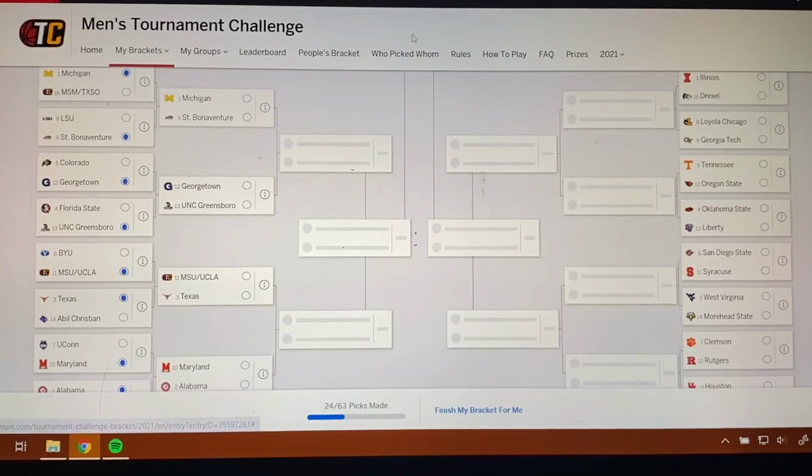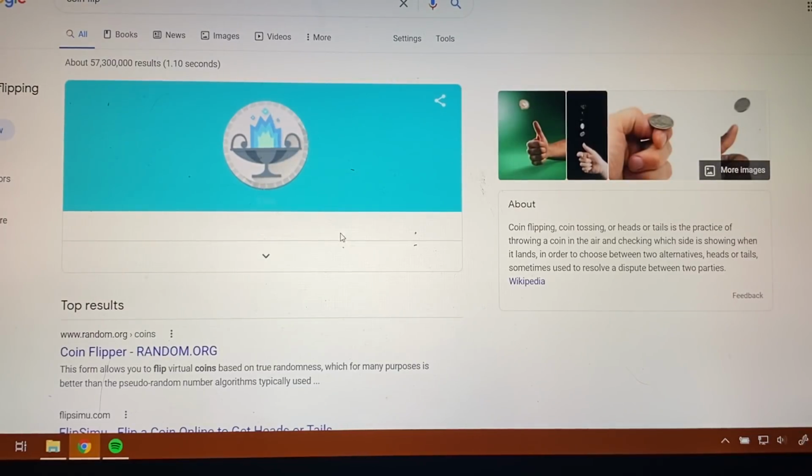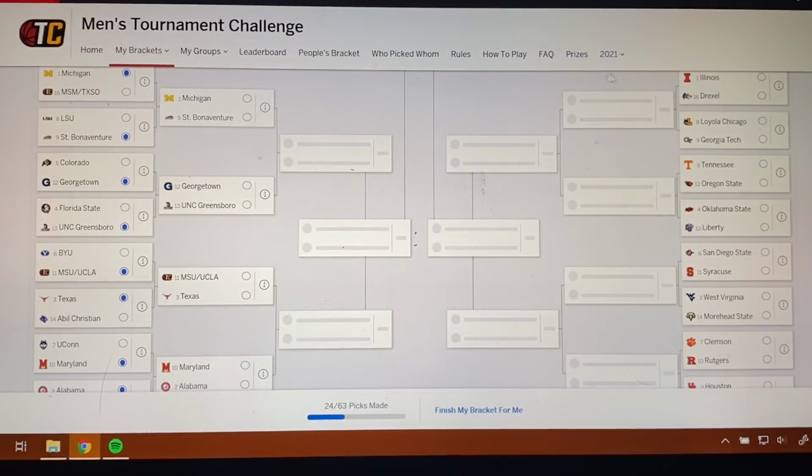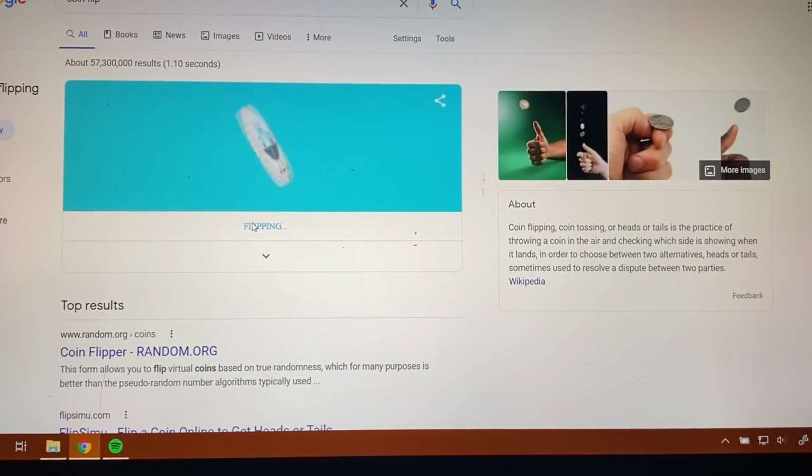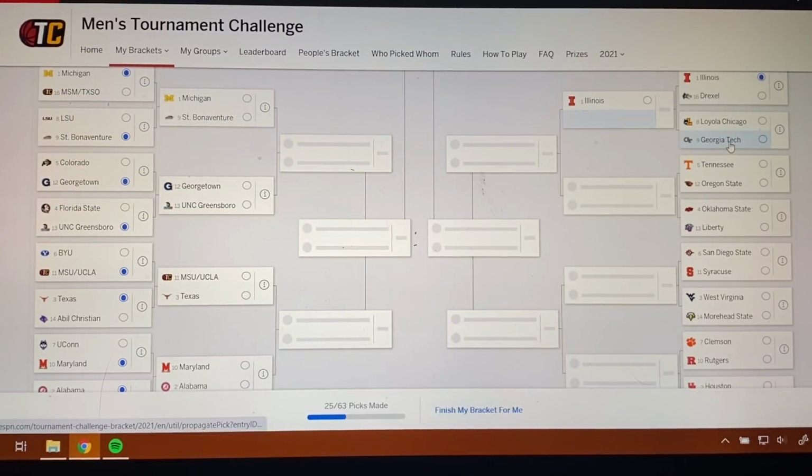So down here in the Midwest, the last regional, Illinois versus Drexel. Will we have Illinois, my national champion, losing here? Nope, we have Illinois moving on. So we do have 1 16 seed at least advancing in Hartford. Up next, Loyola Chicago versus Georgia Tech. We have Georgia Tech moving on, the ACC champions.